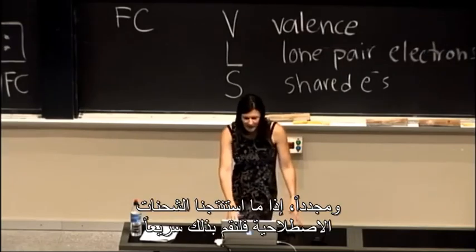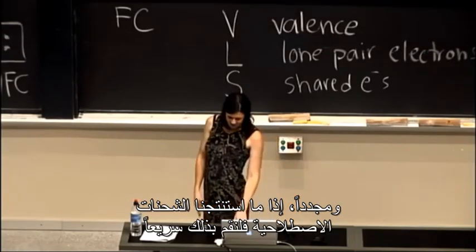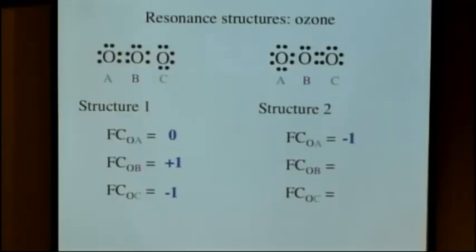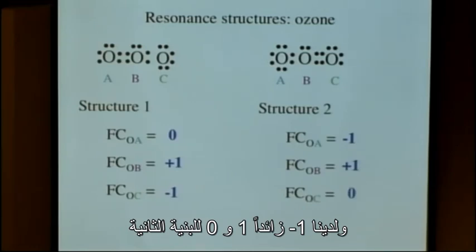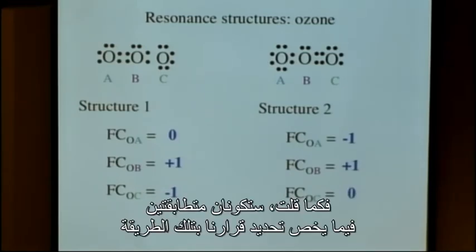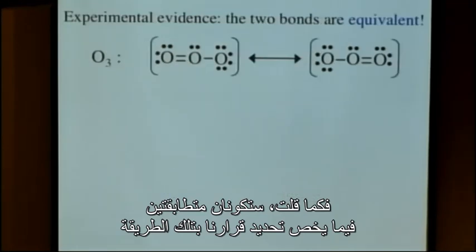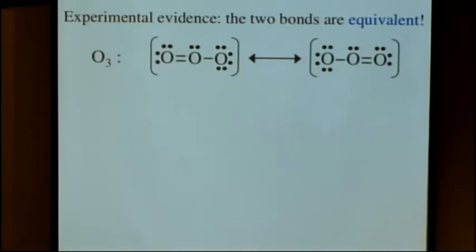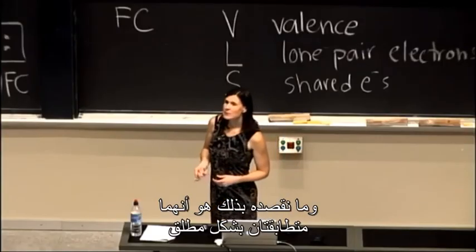And again, if we figure out the formal charges, let's go through this quickly. We get 0, +1, and -1 for structure 1. We get -1, +1, and 0 for structure 2. So as I said, they're going to be identical in terms of making the decision that way. And it turns out experimental evidence tells us that these 2 structures are equivalent. And by that, what we mean is that they're absolutely identical.